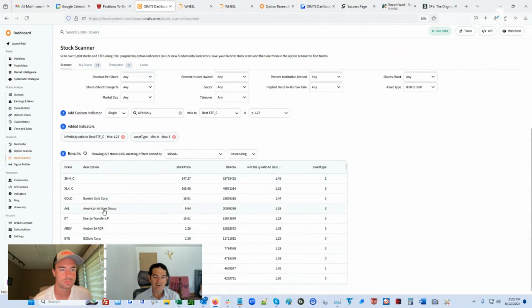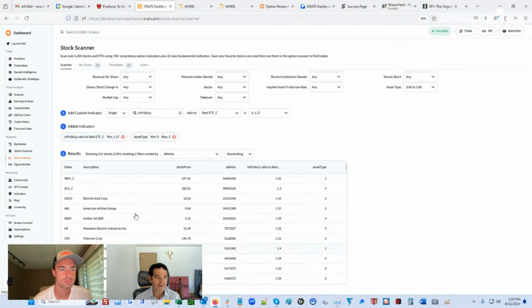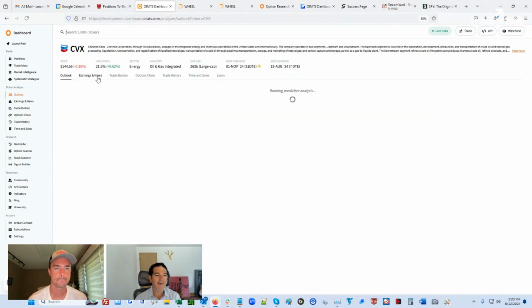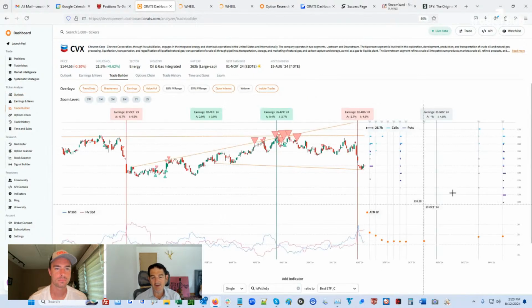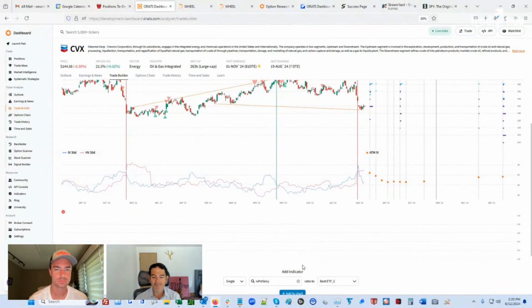Gold, American Airlines Group. So let's look at American Airlines. It's only a $9 stock. Well, that's really getting killed lately, huh? Let's look at Chevron. That's a little bit interesting that the percentile of Chevron is that high. So let's look at Chevron. We go to the trade builder and look at what the percentile is. It's probably pretty high.